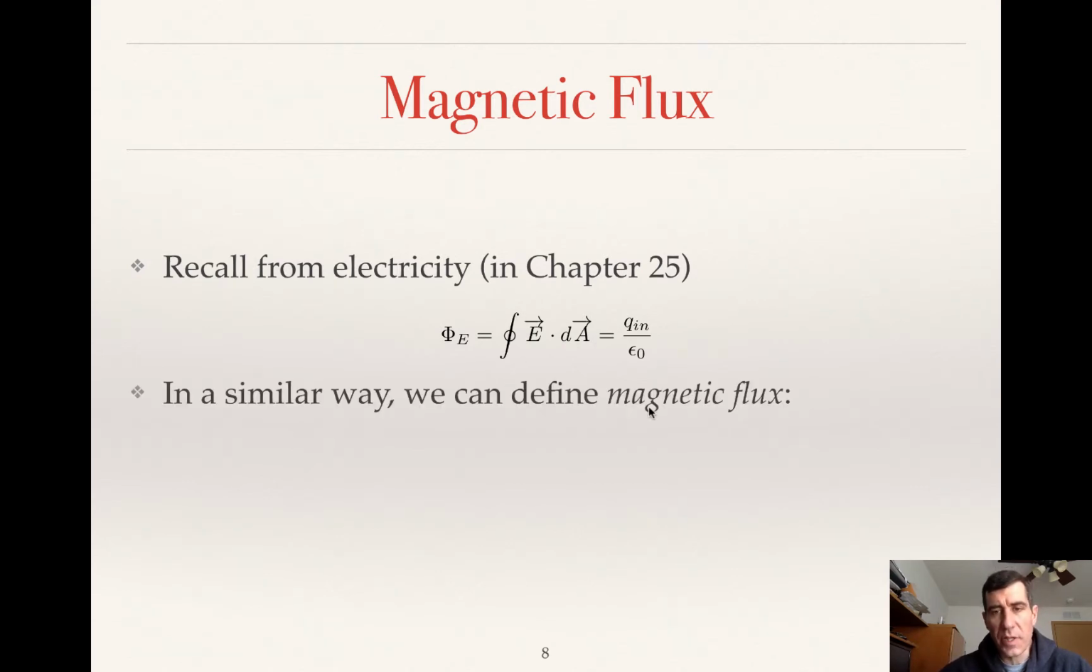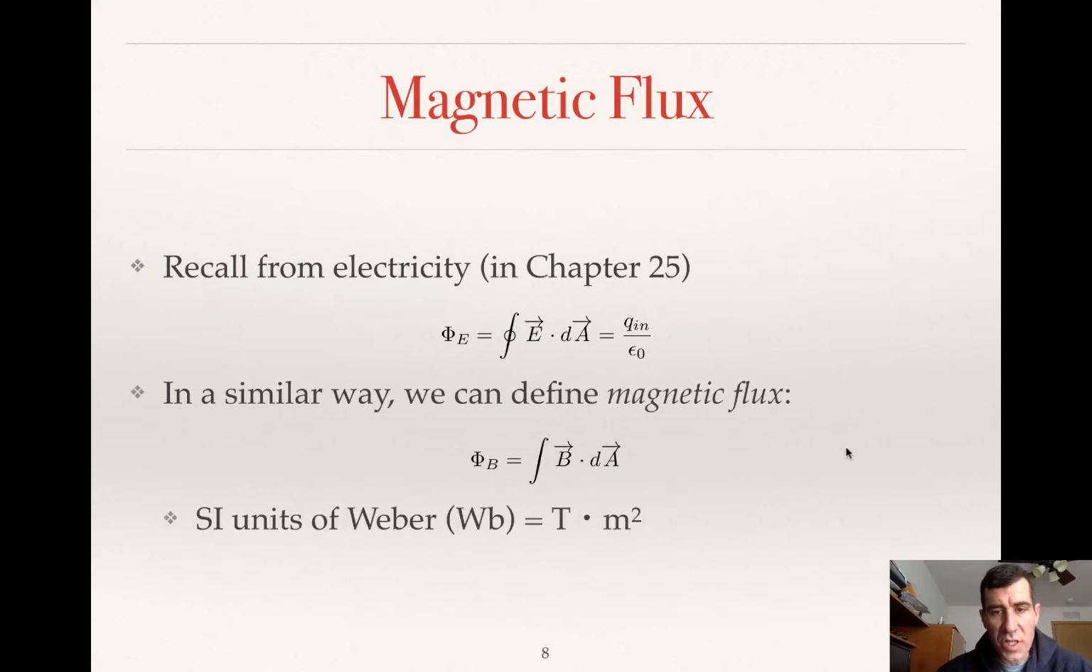So similarly, we can define the magnetic flux. For the magnetic flux, basically instead of using the electric field, we use the magnetic field. So to calculate magnetic flux, it's going to be the integral of B dot dA, and then we integrate over that area. So the units are Tesla times meter squared, field times area, and the SI unit, Tesla meter squared, is also known as a Weber, and that's a Wb.